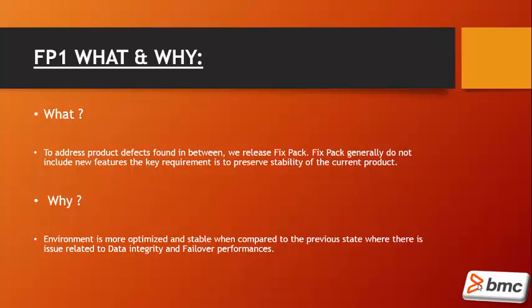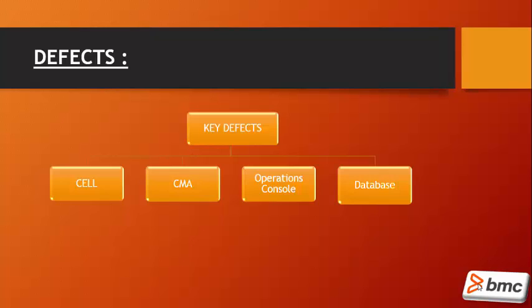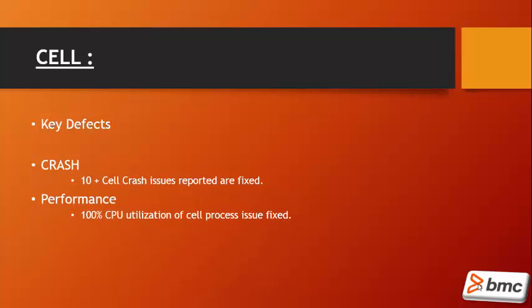Now let's talk about key defects we have fixed in Fixpack 1. To begin with, we have fixed many defects, and the highlights of the fixes are cell, CMA, operations console, and database. You can get more information on the exact number of defects in the documents, known and corrected issues. So let me begin with the first component, that is cell. Here we have addressed a few defects including crash, where 10 plus cell crash issues that were reported are fixed, and cell performance, where intermittently the cell process was consuming 100% CPU. High availability issues with the secondary cell are now resolved.